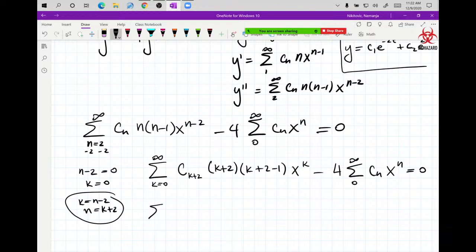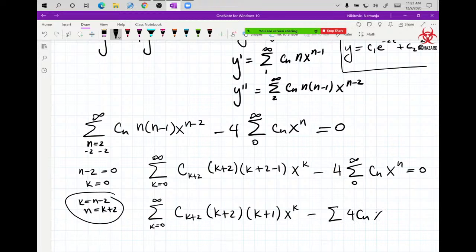If you want to bring this 4 in, you can, because we will have to anyway, eventually. So now, we're just going to simplify the first one over here. So c, oops, it's supposed to be a k. I'm used to skipping some steps. We have (k plus 2)(k plus 1) x^k, minus, bring the 4 in, 4 c_n x^n, equal to 0.